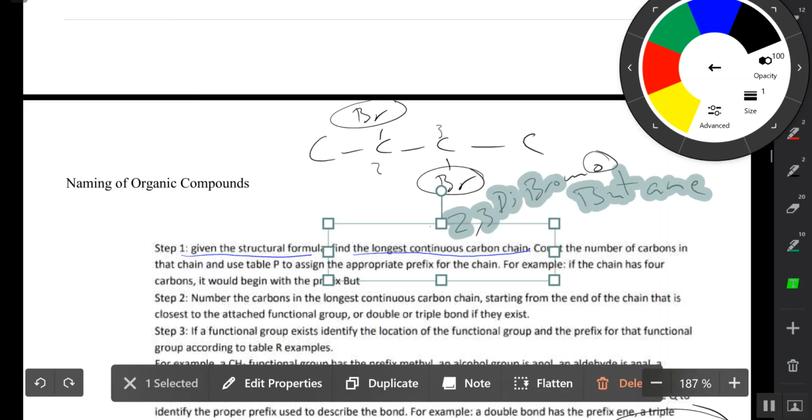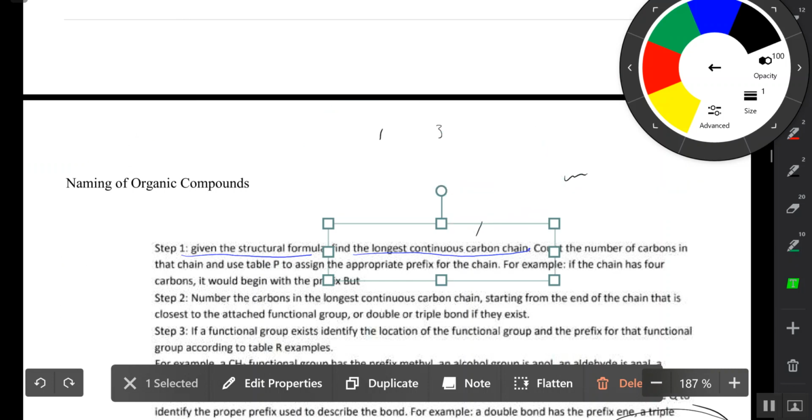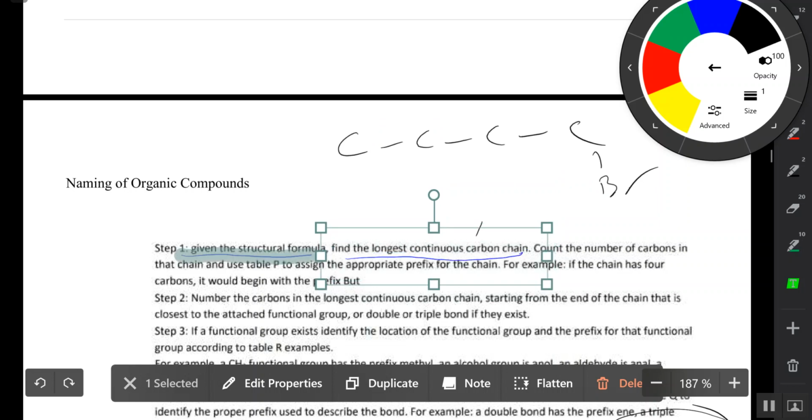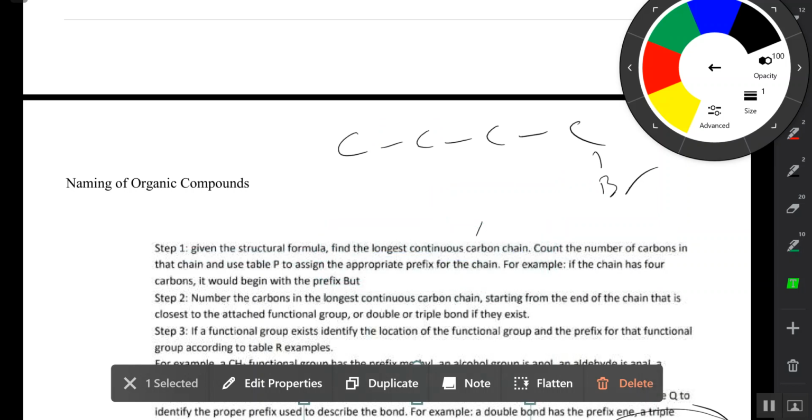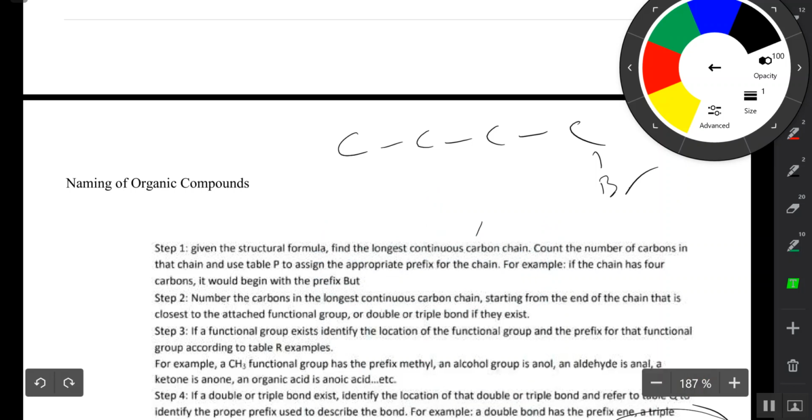Now, what if I have something like this? What if I have something like this? 1, 2, 3, 4. And I have a bromine here. What would the name of this be? Would it be 4-bromo, or would it be 1-bromo? The answer to that question is, it would be 1-bromo.